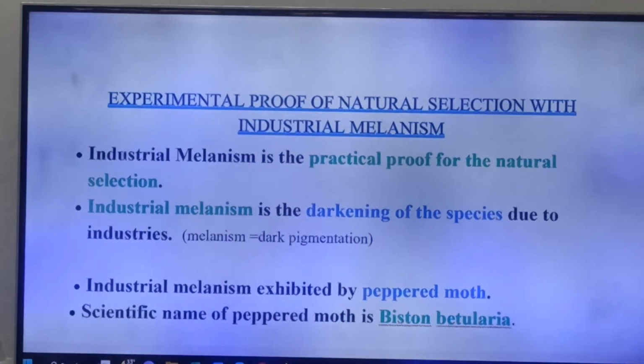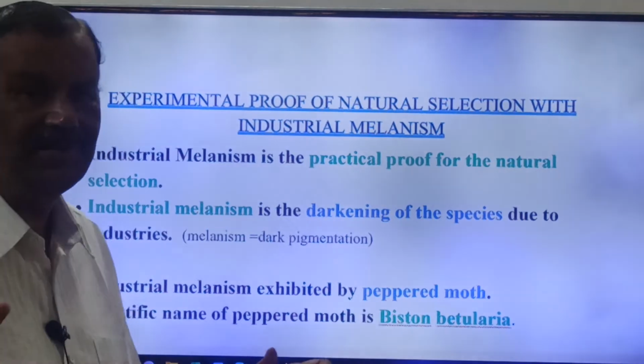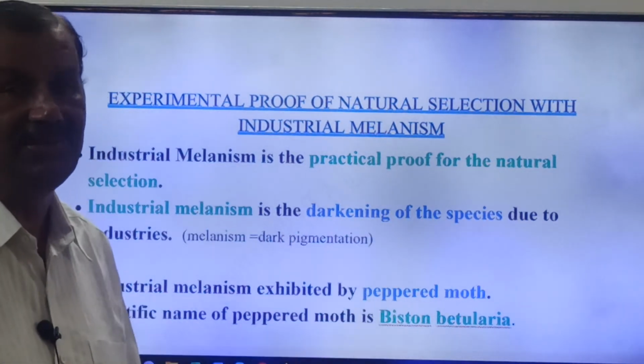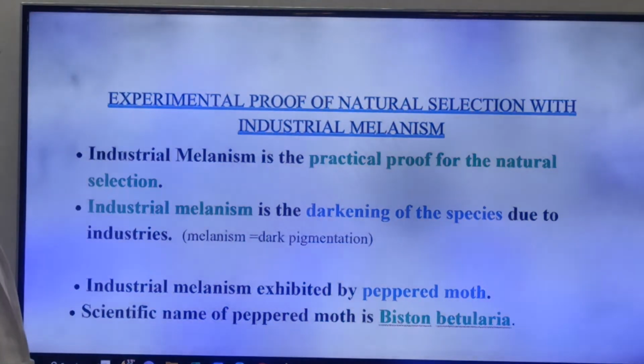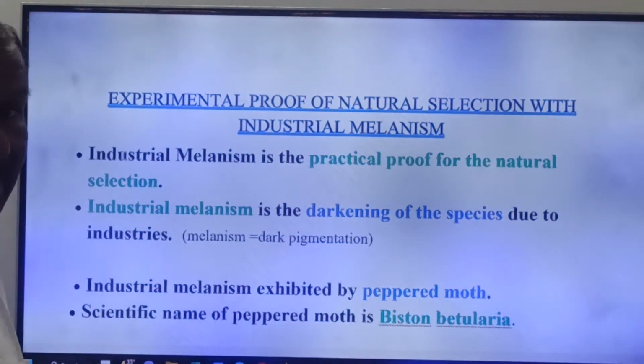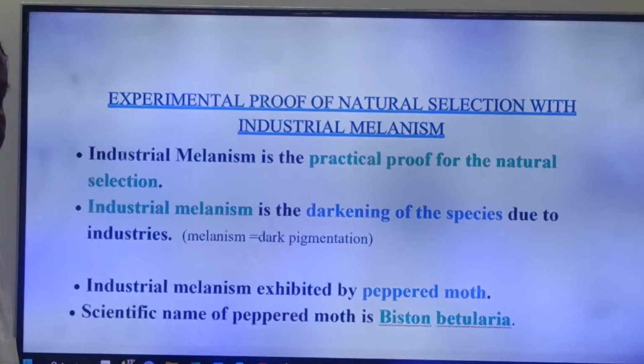See, friends, industrial melanism is exhibited by an insect called the peppered moth. Friends, a moth is just like a butterfly, but there is a slight difference in the arrangement of the wings. Okay, friends. This industrial melanism is exhibited by whom, friends? By an insect. What is that insect? Peppered moth, friends.